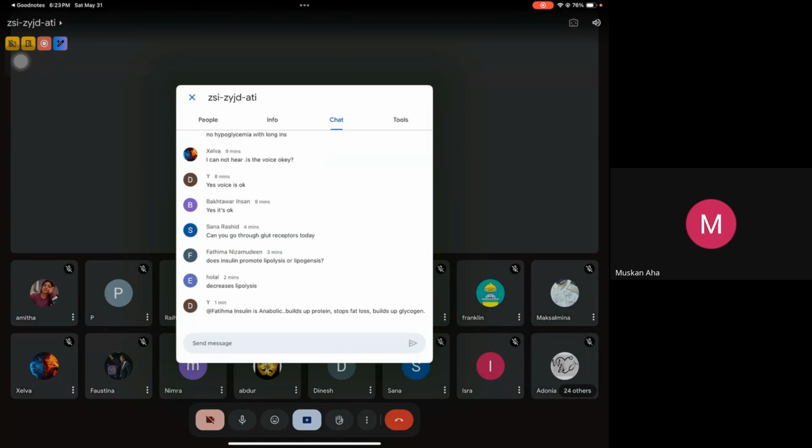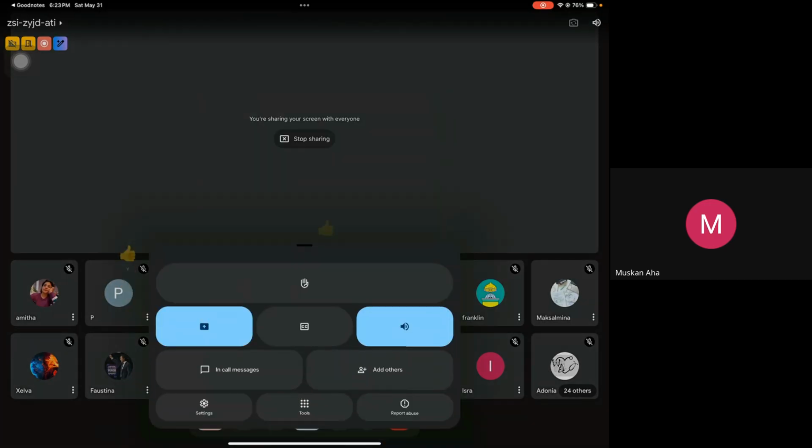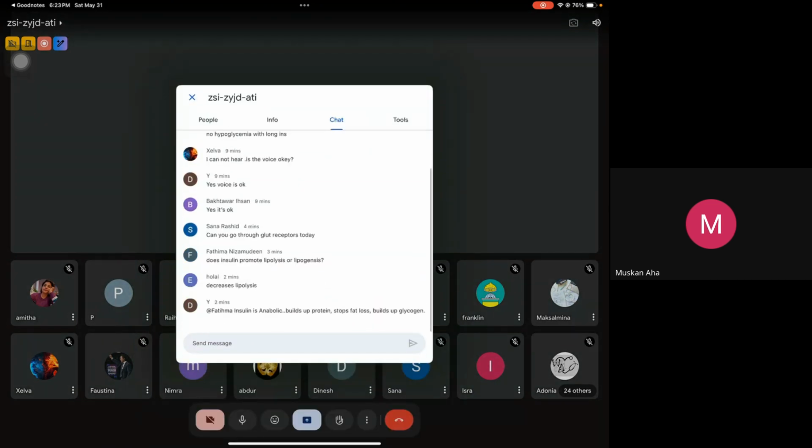Yes, so insulin is anabolic, exactly. It's going to build up protein, it's going to build up glycogen, right? It's going to reduce fat loss. That is why whenever growth hormone is secreted, it causes insulin resistance, because it does not want the fat buildup, right? Yes, insulin decreases lipolysis.